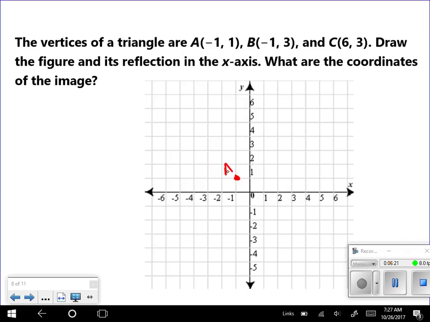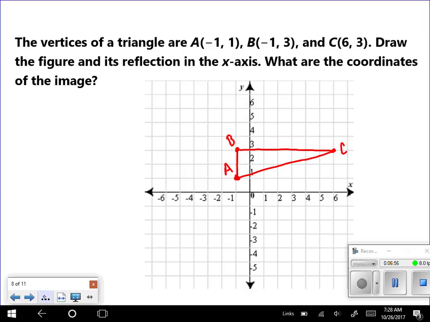This is A. Okay. Now B is -1, 3. Again, to the left 1, up 3. 1, 2, 3. This is going to be B. And then C, we have 6, 3. So to the right 3, up 3. Now we have this triangle. And this should be in your notes. You're going to need some graph paper.